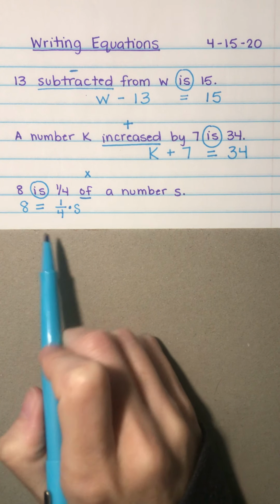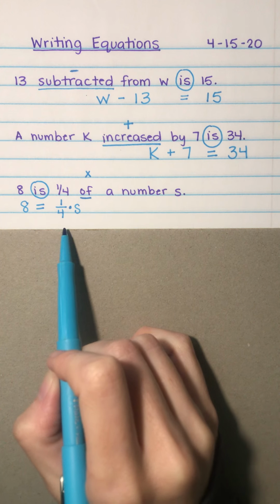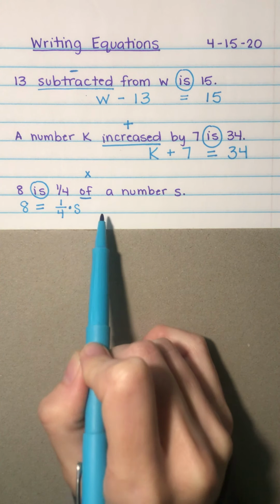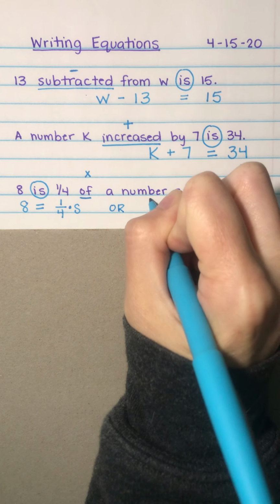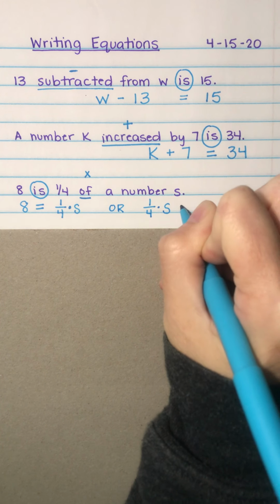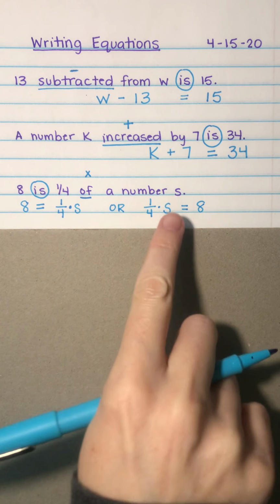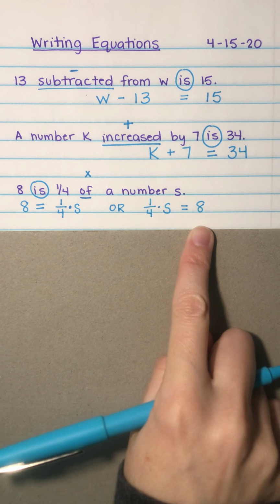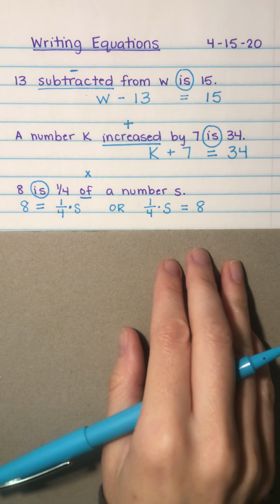Now, one other thing with this, it just looks kind of funny compared to the other equations that we wrote. And I want to show you that you can actually flip it around so that this equal sign is on the other side. So I could also write this equation as 1/4 times S equals 8. All I really did was flip the equal sign to the other side and the 8. And that is A-okay. All right, so that was writing equations.